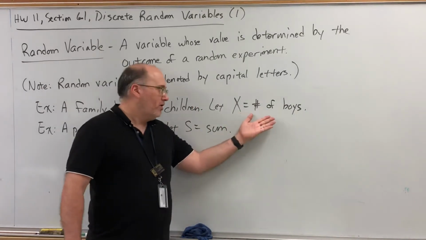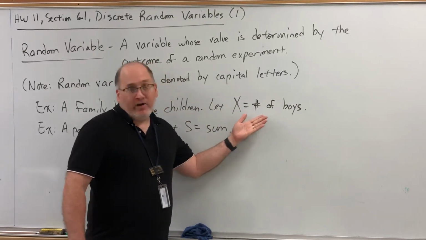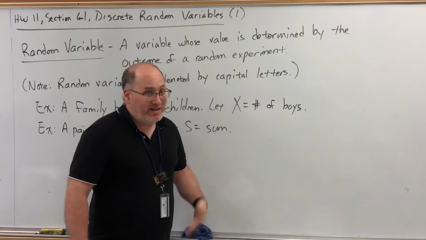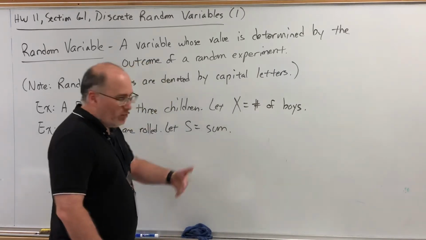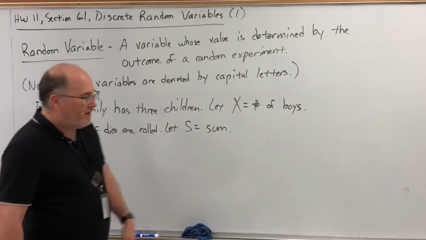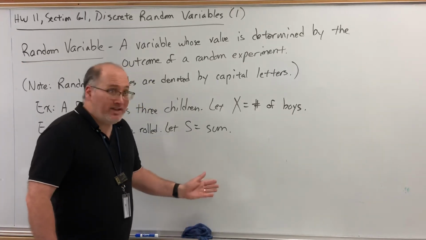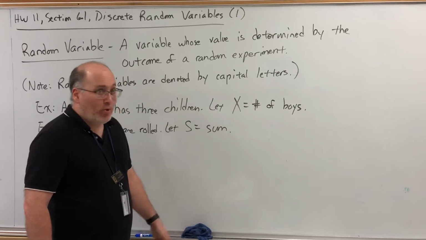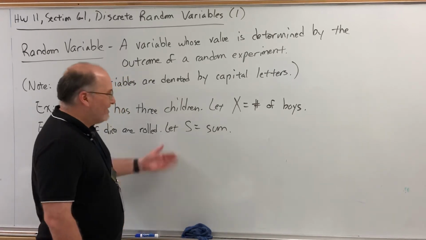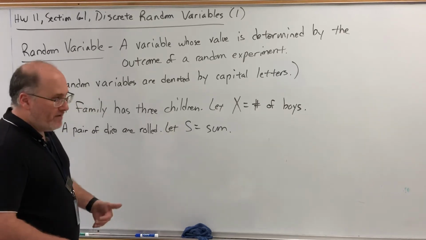For example, with the example of the children, X could be 1 boy or X could be 2 boys, but it couldn't be anything in between. It couldn't be 1.3 boys. Or if you're rolling a pair of dice, the sum can be 8 or the sum could be 9, but it couldn't be anything in between. It couldn't be 8.75. And that's how you can tell it's discrete. At some point there are no more values in between.